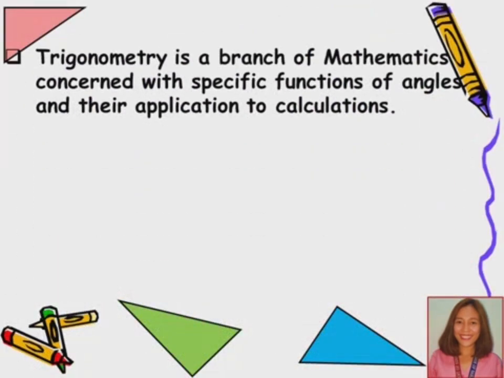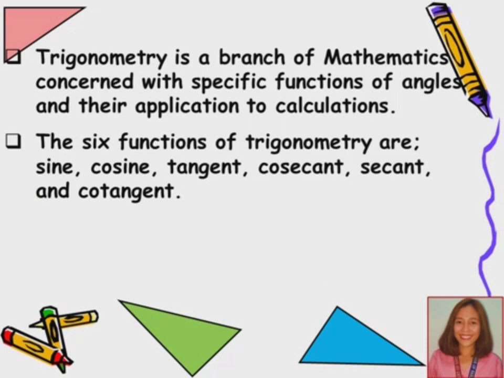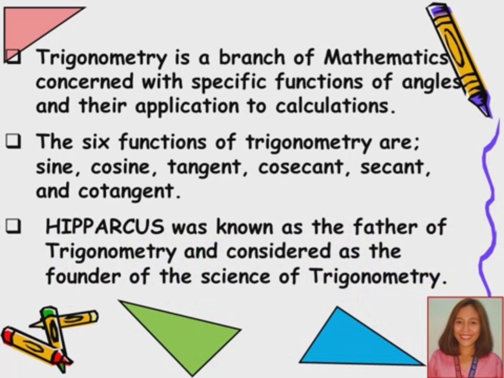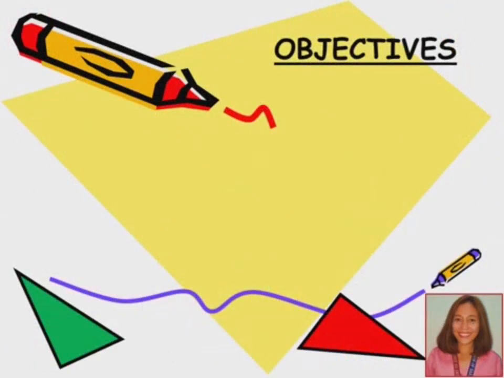Well, basically, trigonometry is a branch of mathematics that is concerned with specific functions of angles and their application to calculations. The 6 functions of trigonometry are sine, cosine, tangent, cosecant, secant, and cotangent. And it was Hipparchus who was known as the father of trigonometry. But before proceeding to our lesson proper, let's first know our objectives.